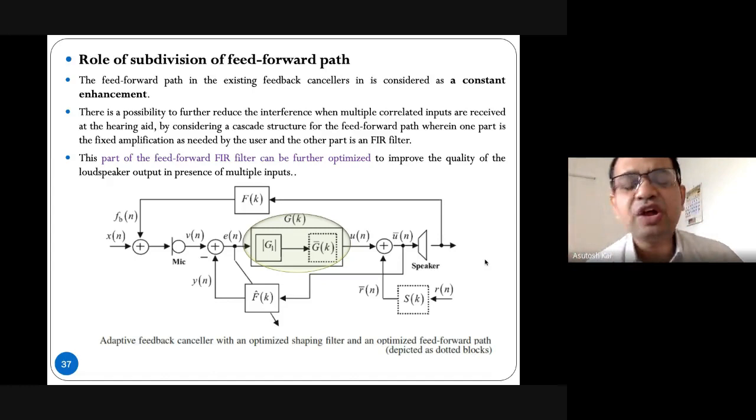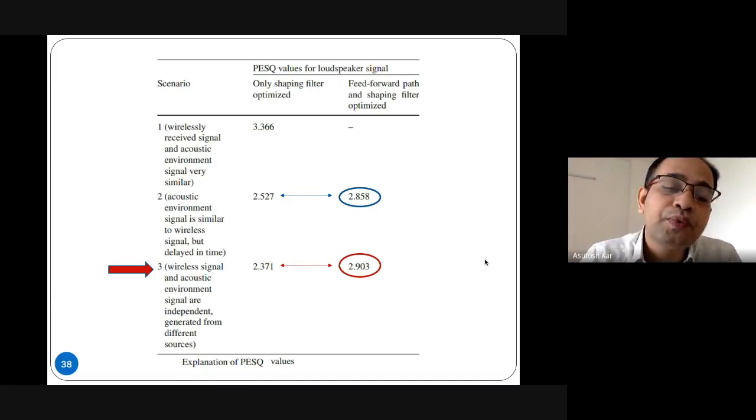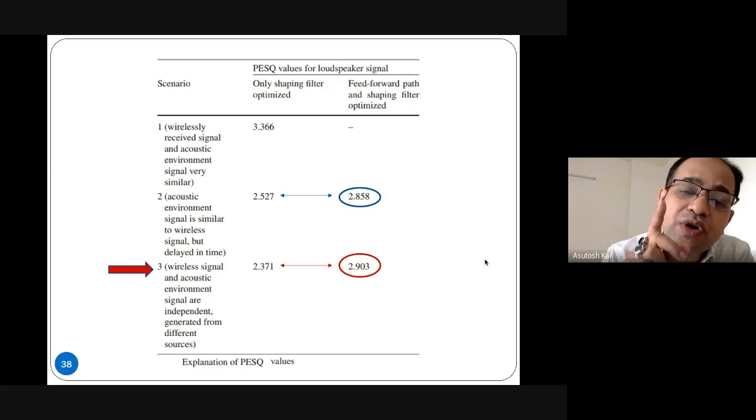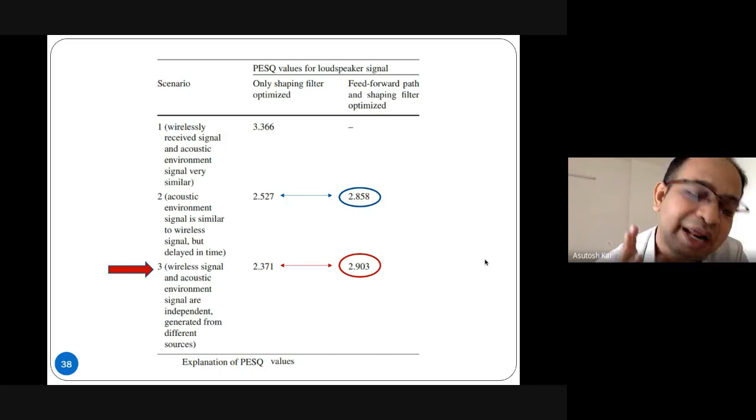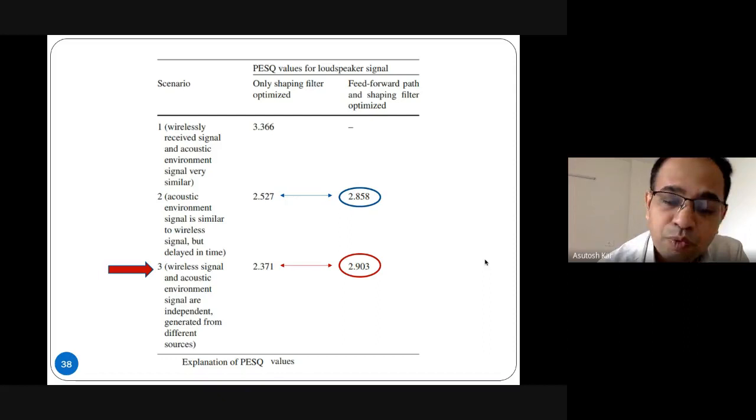These results I'm showing you were conducted with the help of human participants considering all ethical parameters. So here we find that when we directly receive the signal wirelessly, there is no problem in the PESQ, because the PESQ value is quite high, beyond 3.3, even with no need to go for feed forward path optimization. But in scenario number 2, we found that it increases to 2.85, close to 3, which is the acceptable value, when the feed forward path and the shaping filter are optimized. And for scenario number 3, when the feed forward path and shaping filter both are optimized, it was a difficult scenario actually, because we are receiving the input from both the ends, so there was cross correlation.